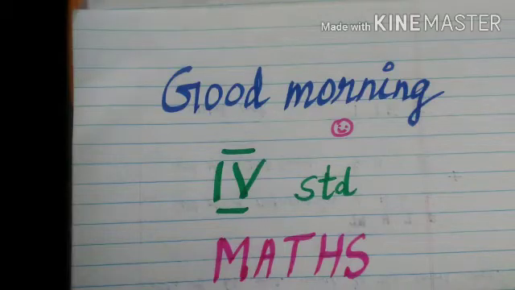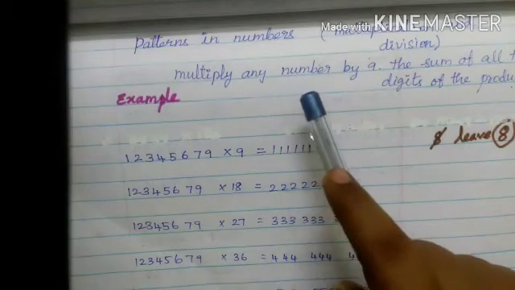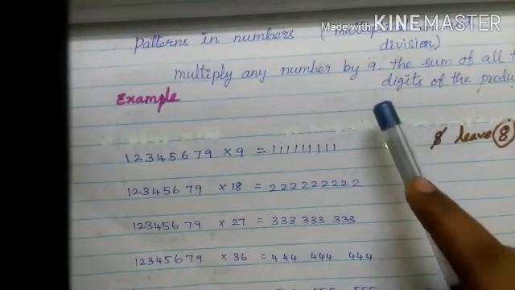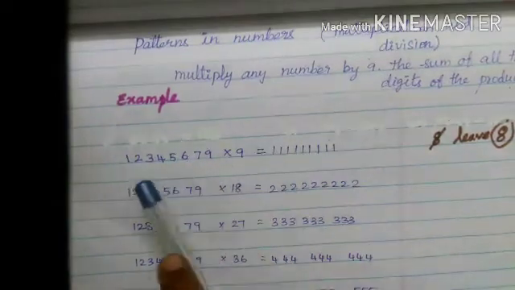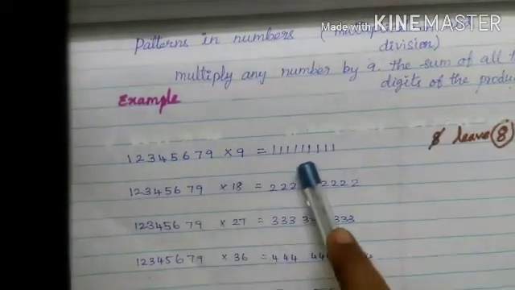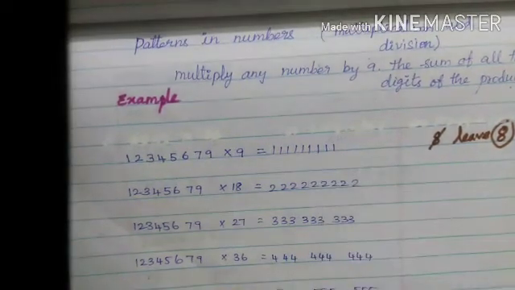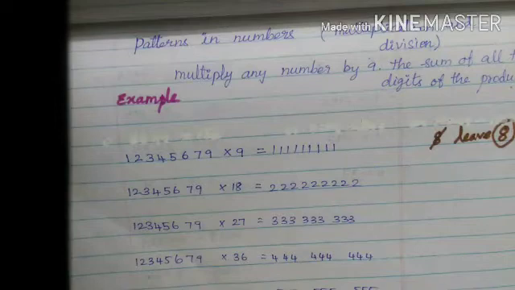In the previous class you learned about patterns. I hope everyone understood the concept of patterns. Now once again, recall patterns in numbers. Patterns in numbers: this is used for multiplying by the number 9. You take any one number and multiply it with 9, so you get the answer, the product of 9. This is called the multiples of 9.